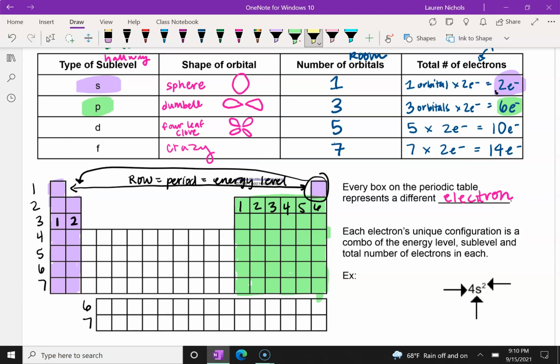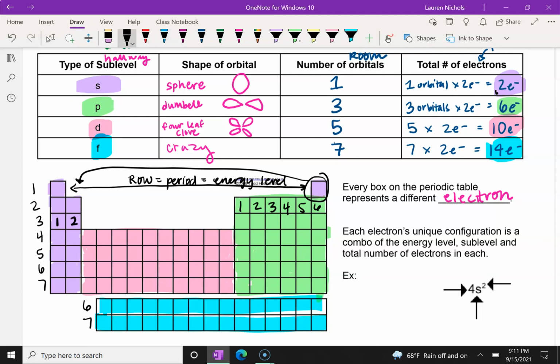Okay, now the D sublevel, I'm going to highlight those in pink. The pink ones can have a total of 10 electrons, and you might have guessed that that is located right here. So the D sublevel is here. And then our F sublevel, which I'm going to highlight in blue, can have a total of 14, and those are your 2 rows at the very bottom that are underneath your periodic table. Okay, so those are your sublevels.